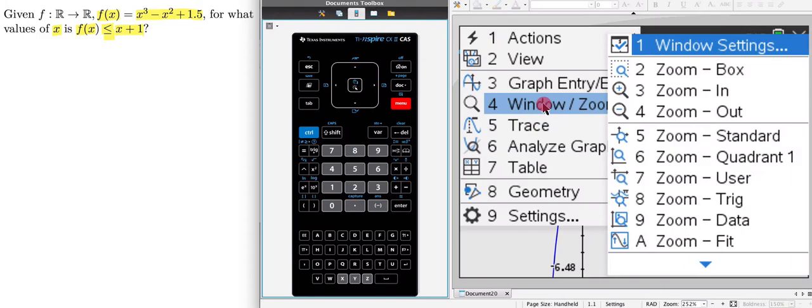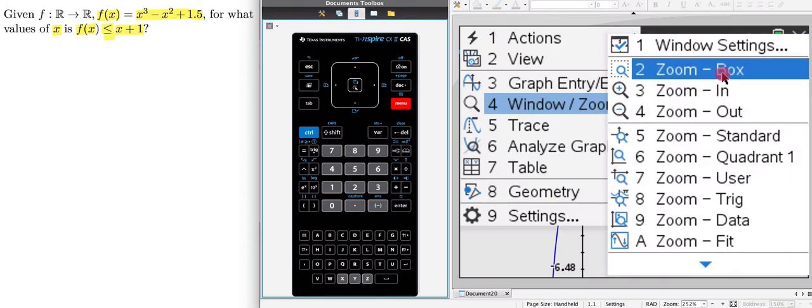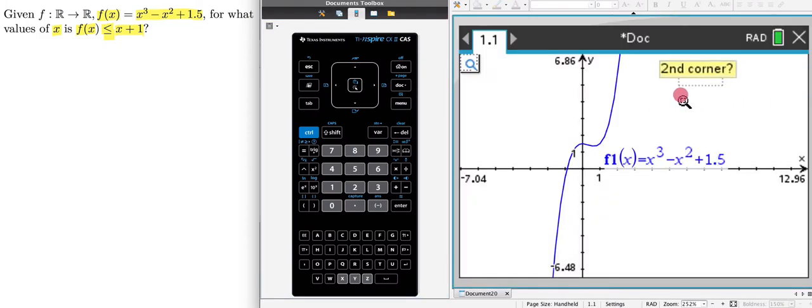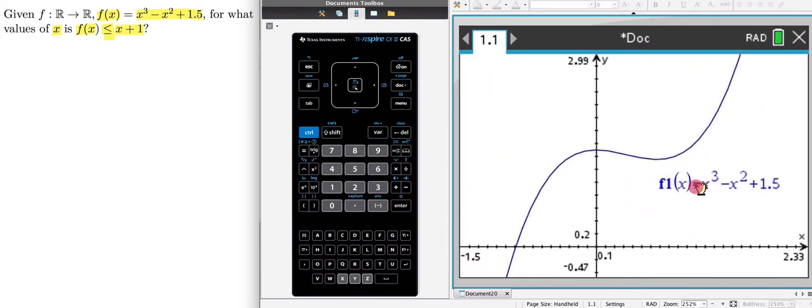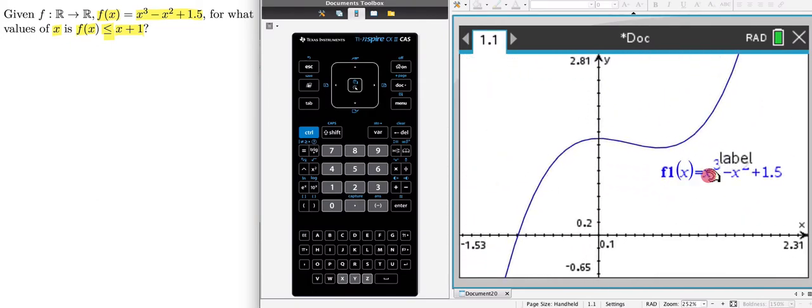So I go menu, window zoom, and I'm going to use the box function. So now, whoops, unfortunately this sometimes happens. CAS is temperamental. So I'm going to have to drag it into position. So here we are. Perfect. Now I do not have to restrict my domain because here we're told that my domain is all real numbers. So we go straight to answering the question, which is for what values of x is f of x less than or equal to x plus 1.